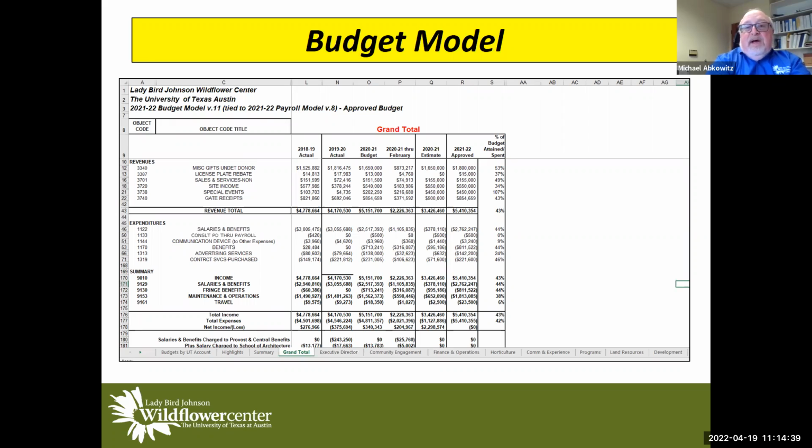So within my models, I can change a salary in the payroll model, and it automatically updates and flows through all the different versions of the budget model. And then it's important that I keep my models in sync. So I have a payroll model version 8 and a budget model version 8. As I update the payroll model and update the budget model, I do a version 9 and another version 9.